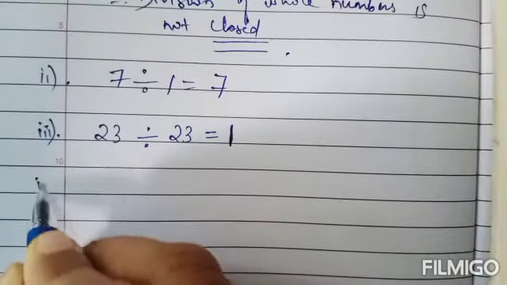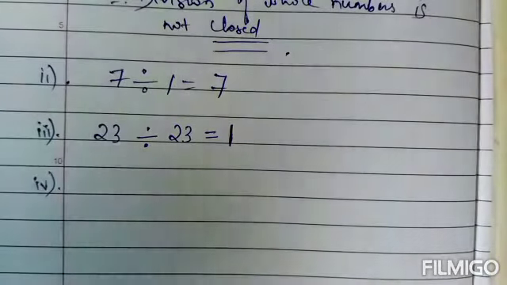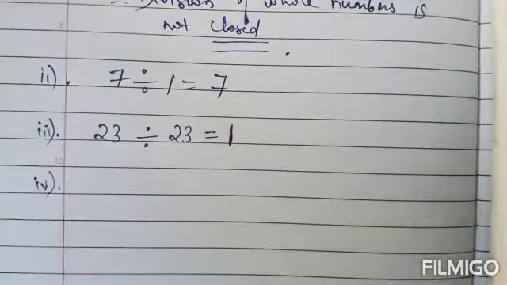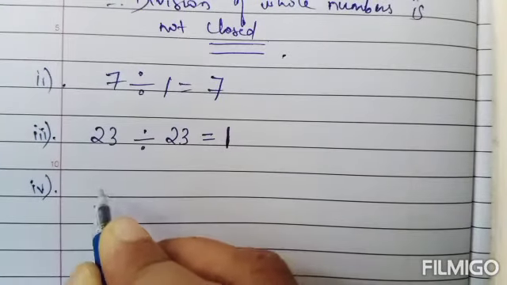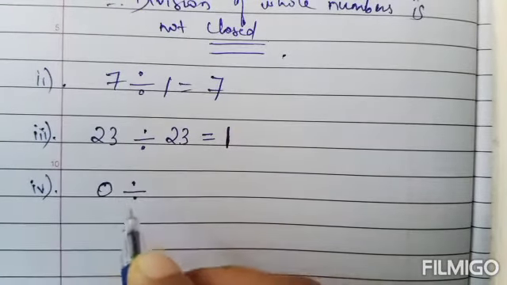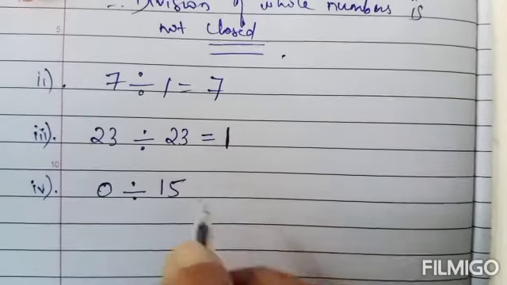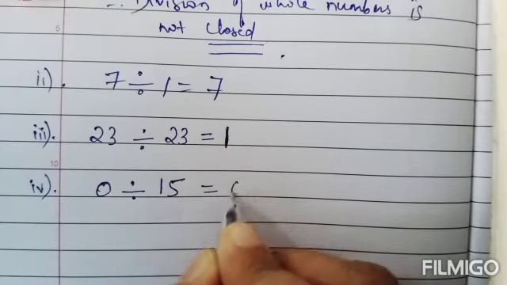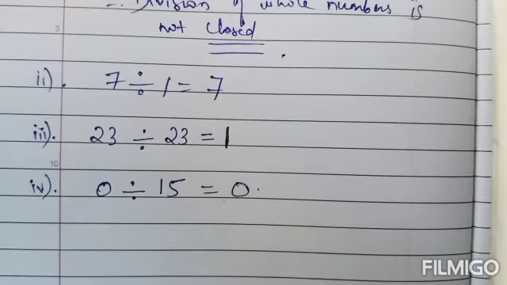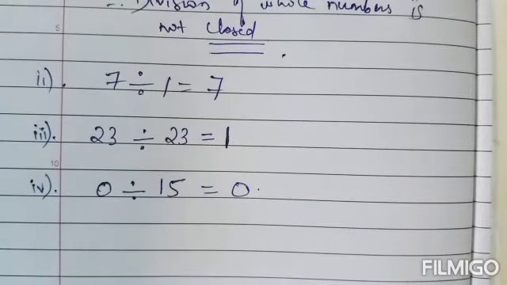Now the fourth one: 0 divided by any non-zero number is 0 only. So one example you can take, 0 divided by any non-zero number. Let us take 15. What is 0 divided by 15? It is 0. So in place of 15, you can take any whole number other than 0.